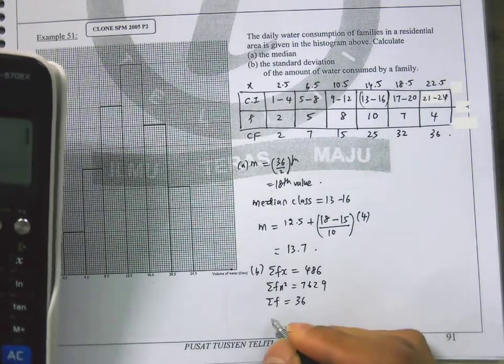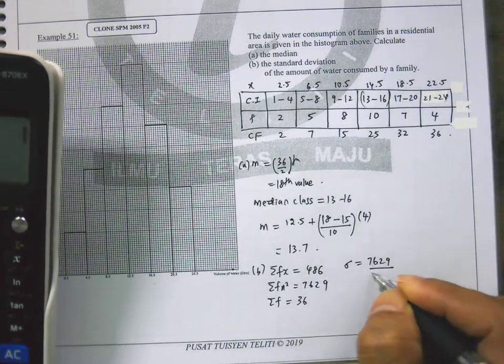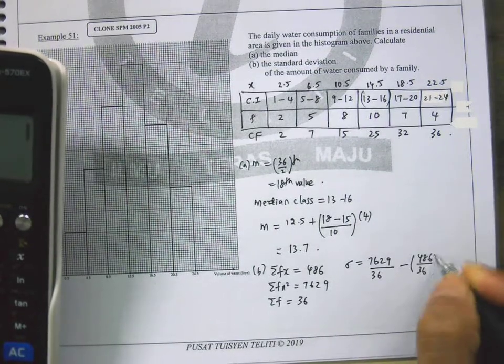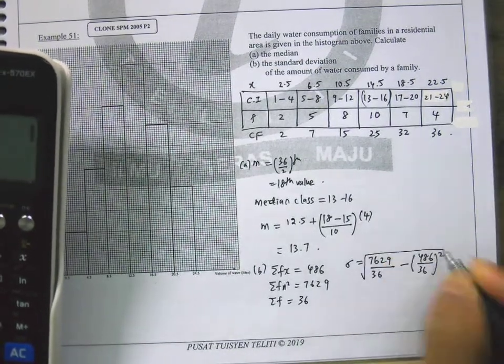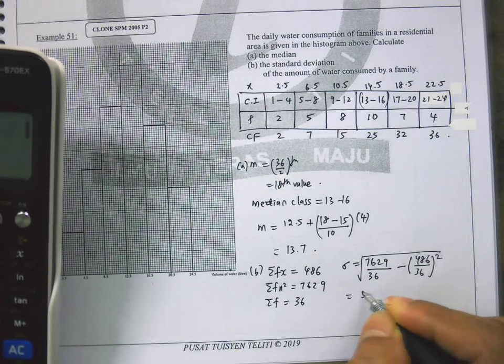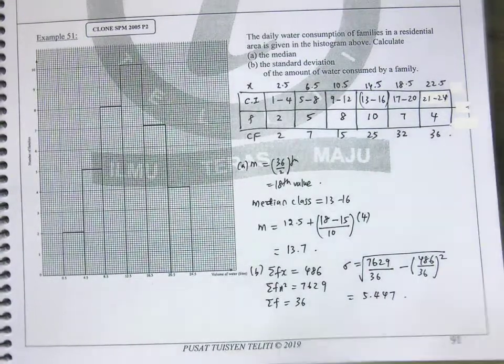My standard deviation is therefore the square root of 7629 divided by 36, minus 486 over 36, all squared. You square it, put a square root over. My result is 5.447. Okay, you validate. You use your calculator and count.